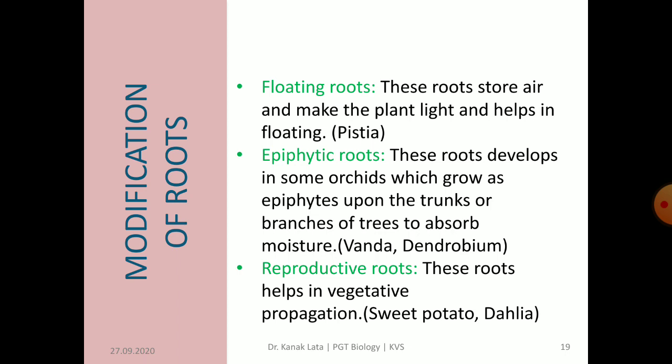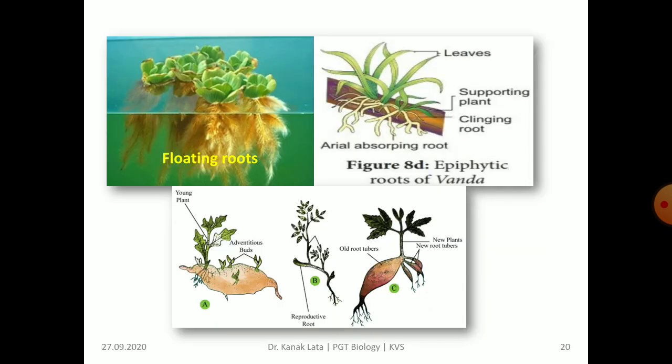Last modification is reproductive roots. So these roots help in vegetative propagation, and it is commonly observed in dahlia and sweet potato. In the given figure, you may observe floating root, epiphytic root, reproductive root.